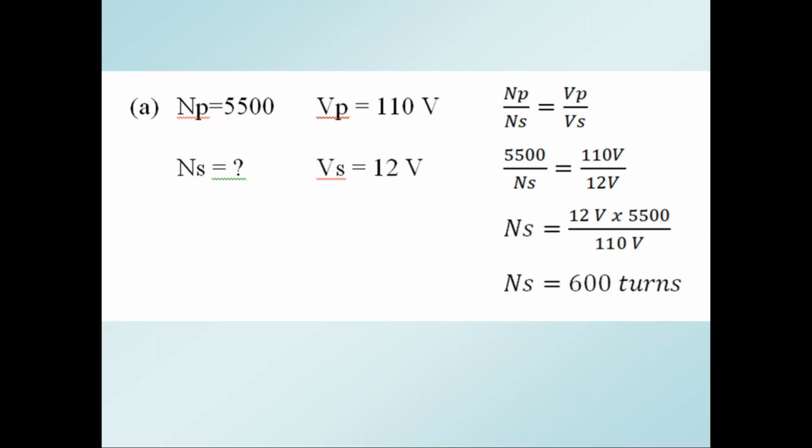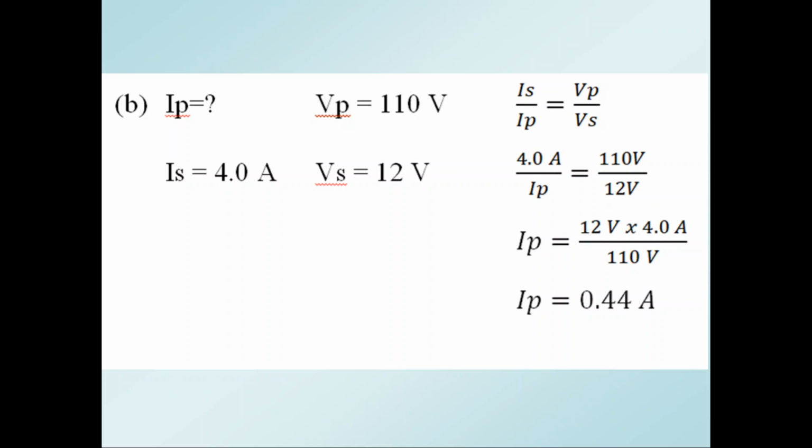So that should tell us that automatically when we find the number of turns in the secondary coil, it should be less than the number of turns in the primary coil. Since we got 600, which is less than 5,500, that is an indication that we are on the right track. If you had worked this out and gotten a number that was more than 5,500, that would automatically let you know that you are incorrect, because if it's a step-down transformer as stated in the problem, the secondary turns cannot be more than the primary turns.